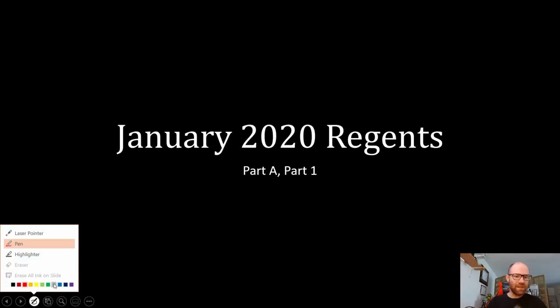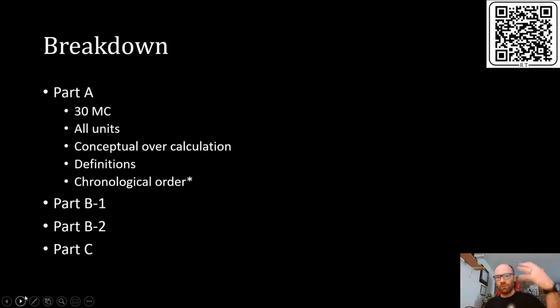For those who need a bit of a review of what the Regents looks like, we'll be looking at the first half of Part A today. That's 30 multiple choice questions for the whole part. It's every unit you've seen over the course of the year. We are looking at more definitions and concepts than calculation.